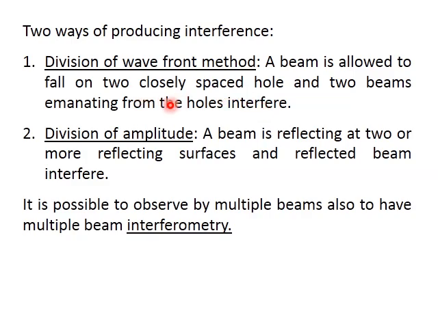Number two is division of amplitude. In this method, a beam is allowed to reflect at two or more reflecting surfaces, and the reflected beams are allowed to interfere. Of course, it is possible to observe interference by multiple beams also, to have multiple beam interferometry. This also we can discuss later.